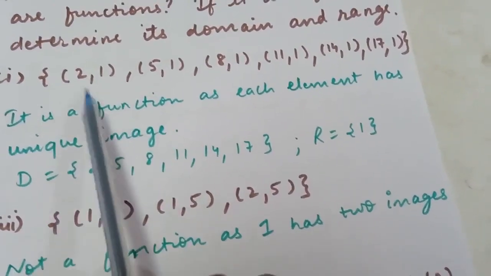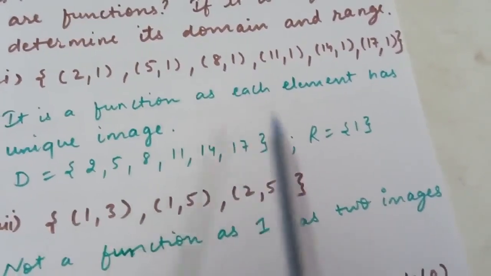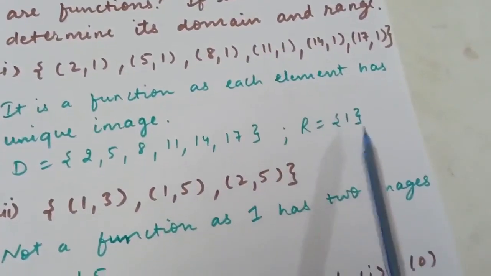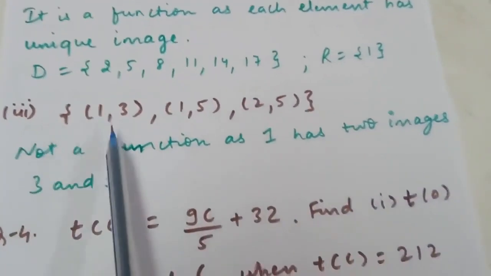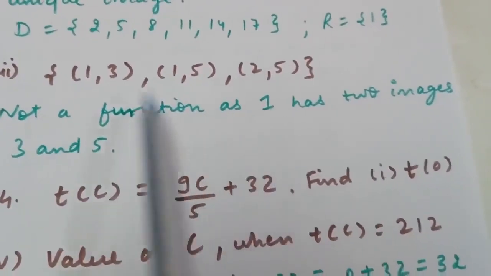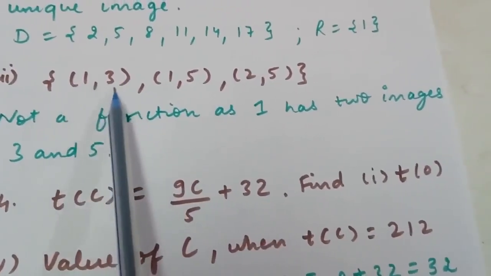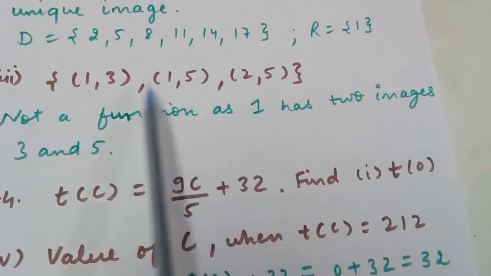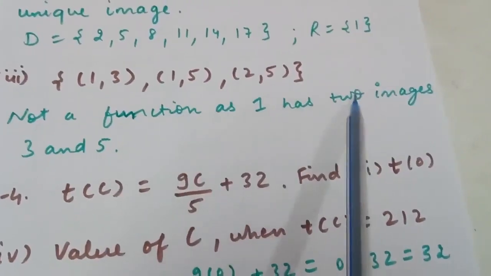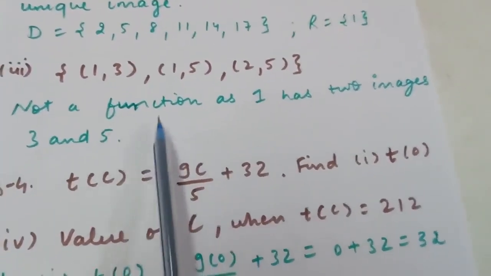Domain, you know, is the set of first elements, and range is the set of second elements. So the second element is just 1, so the range is 1. Now next is (1, 3), (1, 5), (2, 5). This is not a function as 1 has two images. 1 has image 3 also, 1 has image 5 also. When the first element repeats, that means the first element has more than one image, so it is not a function.